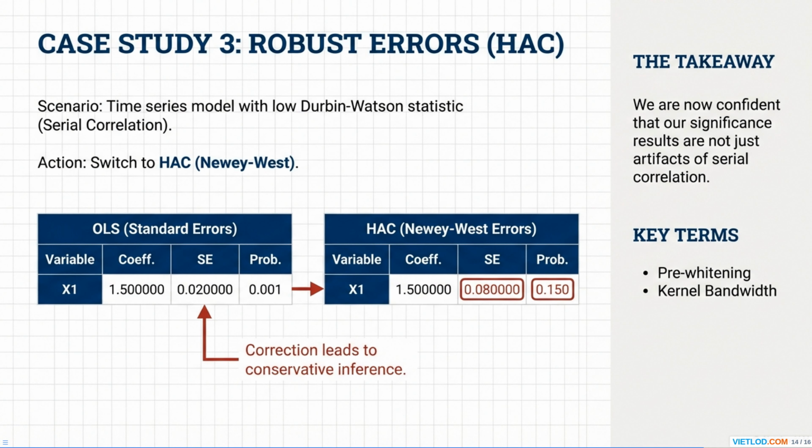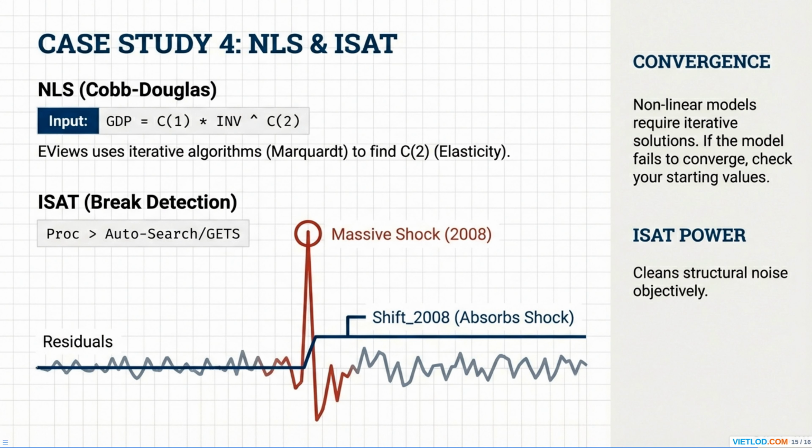It increases significantly from 0.02 to 0.08. This larger standard error reflects the additional uncertainty introduced by the serial correlation. Consequently, this leads to more conservative inference, with the probability, or p-value, jumping from a highly significant 0.001 to a much less significant 0.150. The takeaway is that we are now more confident that our original significance result wasn't just an artifact of uncorrected serial correlation. For instance, if this was a model of stock returns, failing to use HAC errors might lead you to believe a trading strategy is profitable, when in fact the perceived significance is spurious and disappears once the standard errors are correctly calculated.